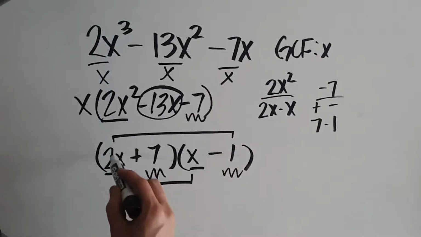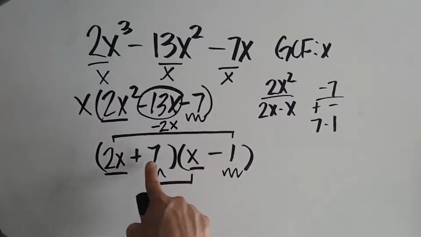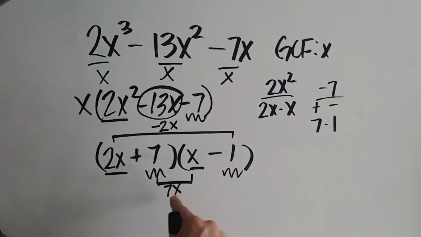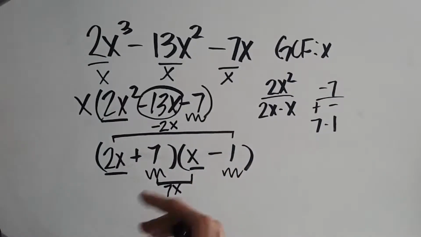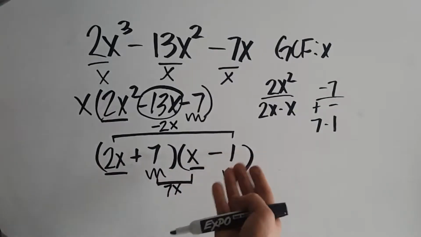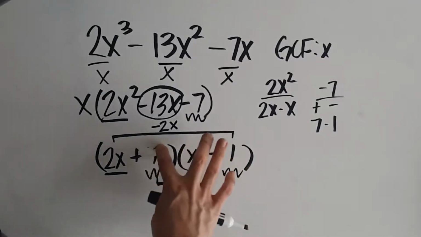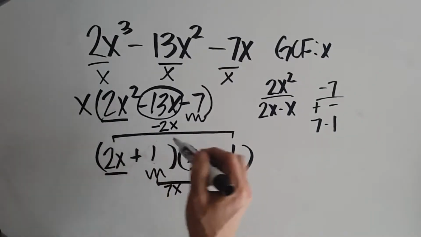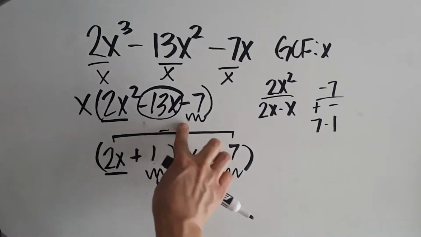So now I'm actually going to check my outside. 2x times negative 1 is negative 2x. 7 times x is positive 7x. Well, if I were to combine these two, I end up with 5x. But I wanted negative 13x, so I know that this is not correct. So that tells me I can do a few things. I could change my signs, but that's not going to help me because that's just going to change the sign of this. Or I can switch spots. So I'm going to go ahead and switch the 1 and the 7, and I'm going to try again.